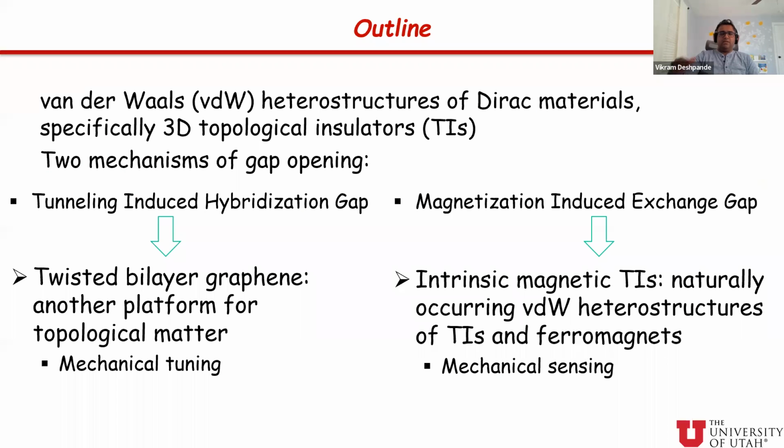And then I'll use those two topics as a way to get into the main focus of today's talk, which is basically the mechanical measurements, and they will be applied to two different systems. And these are the intrinsic magnetic TIs and twisted bilayer graphene, which is another system that shows topological physics.